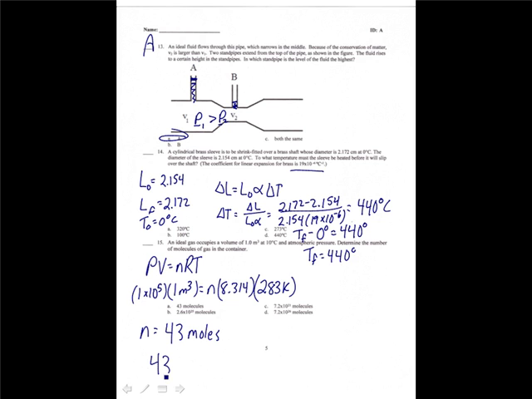But I want to convert that into molecules, so I multiply it times Avogadro's number, 6.02 times 10 to the 23, which gives me the answer, which is 2.6 times 10 to the 25 molecules.